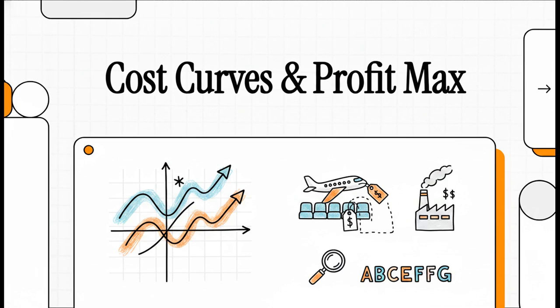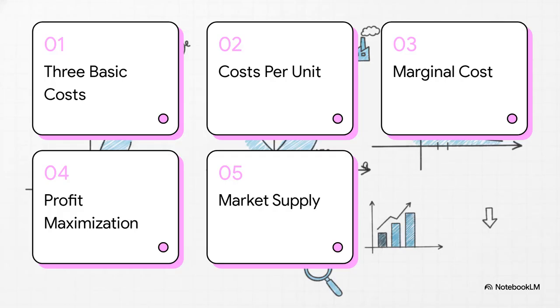Seriously, if you've ever wondered why an airline might sell a seat for just a fraction of its normal price, or why a factory might keep running even if it's technically losing money on paper, you're in the right place. We're going to decode the alphabet soup of cost curves and look at the exact mathematical rules that determine a company's survival. Here is our roadmap for today.